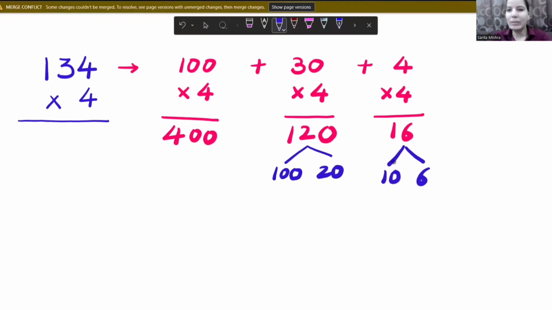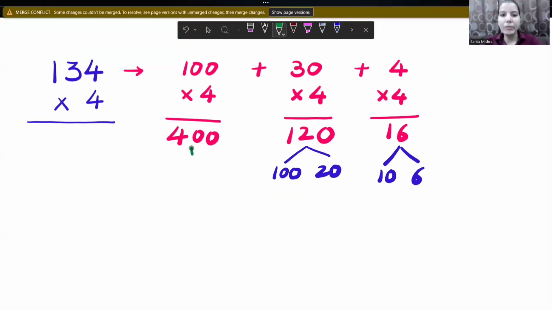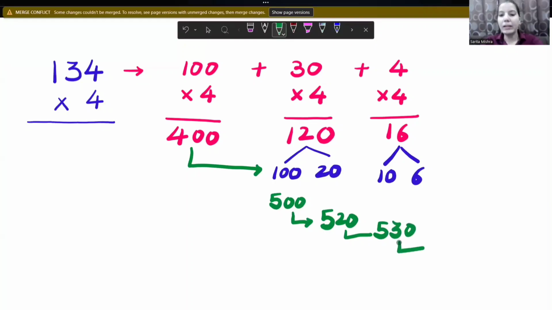Now we just need to simply add all these numbers together. So let's add them together. 400 plus 100 gives us 500. 500 plus 20 gives us 520. 520 plus 10 gives us 530. 530 plus 6 gives us 536. And here we get our final answer as 536.